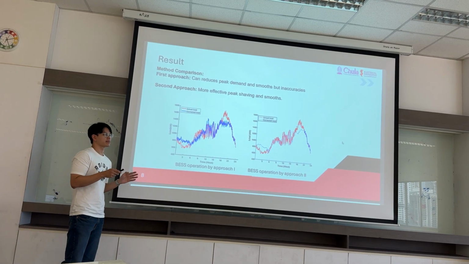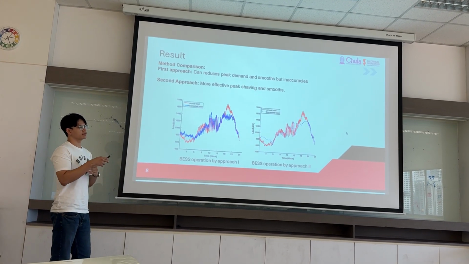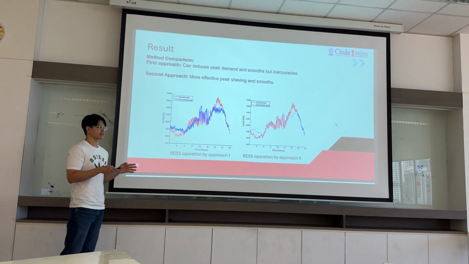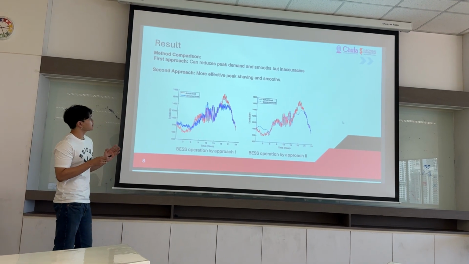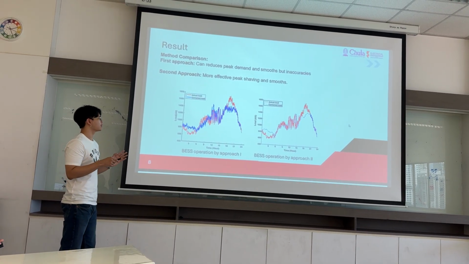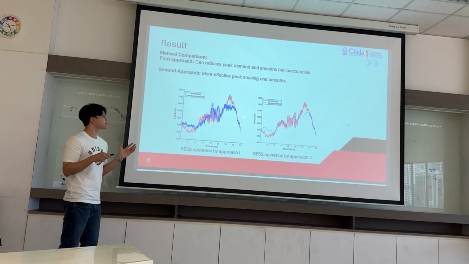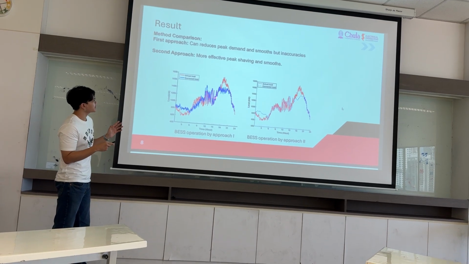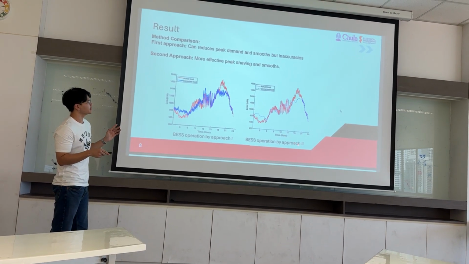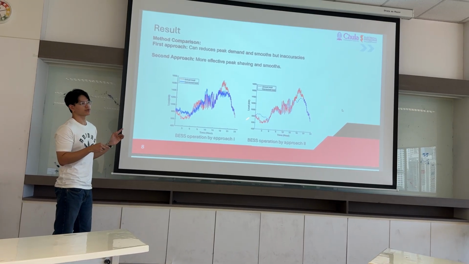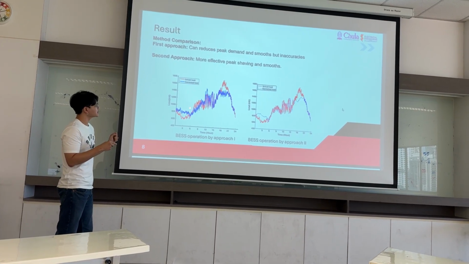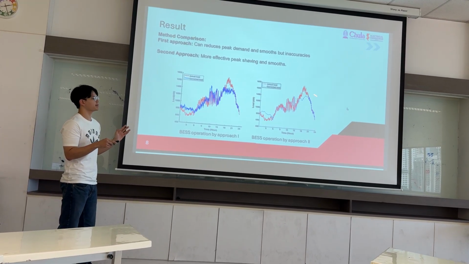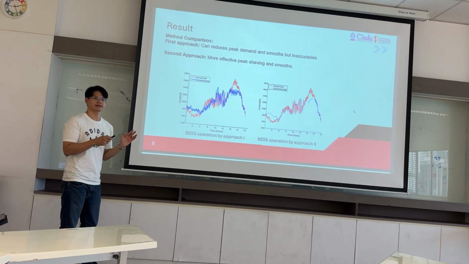Next, we talk about the method comparison. When we compare both approaches, we can see that approach 1 can reduce peak demand and smooth, but it's not accurate. The second one is more effective in peak shaving and smoothing. Why is approach 1 worse than the other one? As you can see, it has some spikes that come from nowhere, but approach 2 has fewer spikes than approach 1. And for the fluctuation, approach 1 cannot control as well as approach 2. Approach 2 has a better result for peak shaving and smoothing.